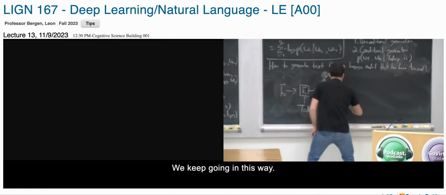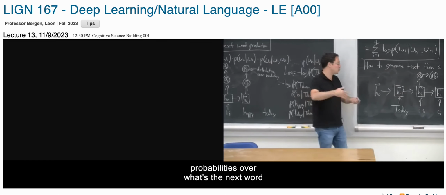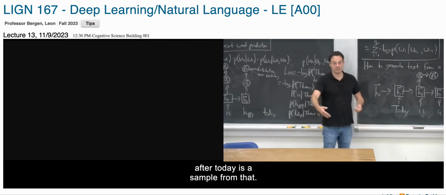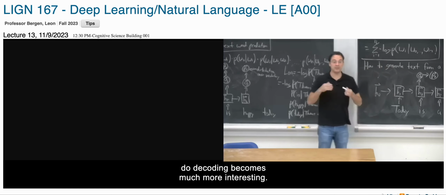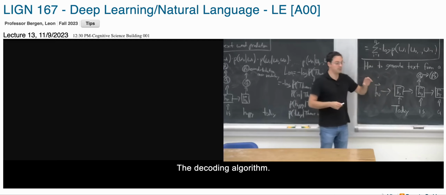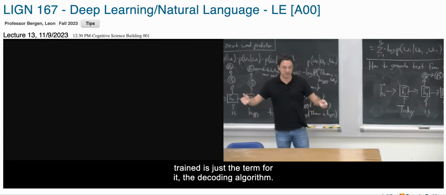And we keep going in this way. So we sample the word A, then that produces the hidden state H3. That produces a new sequence of probabilities over what's the next word after "today is A." We sample from that. Okay, it's in the conditional generation setting where this issue of how to do decoding becomes much more interesting. The decoding algorithm, decoding basically is another way of saying generation given a model that's already been trained. It's just the term for it.